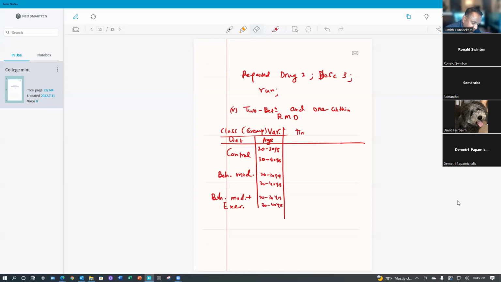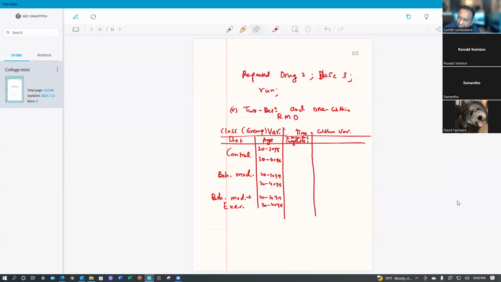Let's call this one time. This is a within variable, within one time. Then you check that again after 2 months, weight loss 1. This one, 4 months, weight loss 2. And this one, 6 months, weight loss 3. We can call them like that.